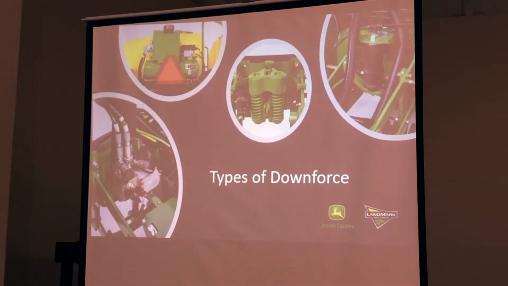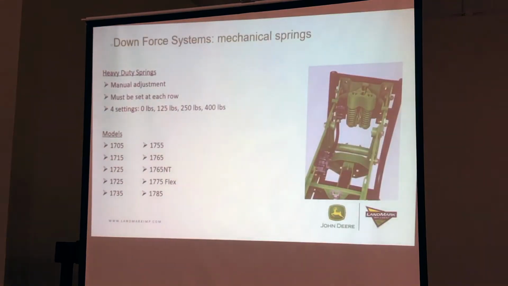The next thing we're going to go through are the different types of downforce that we offer and where we've gone to where we've gotten today. The first we have is the heavy-duty mechanical springs. They have manual adjustment levers at each row and must be manually set. The 4 different settings that they come in are 0 pounds, 125 pounds, 250 pounds, and 400 pounds. And that's a list of the models that the heavy-duty mechanical springs were offered in.